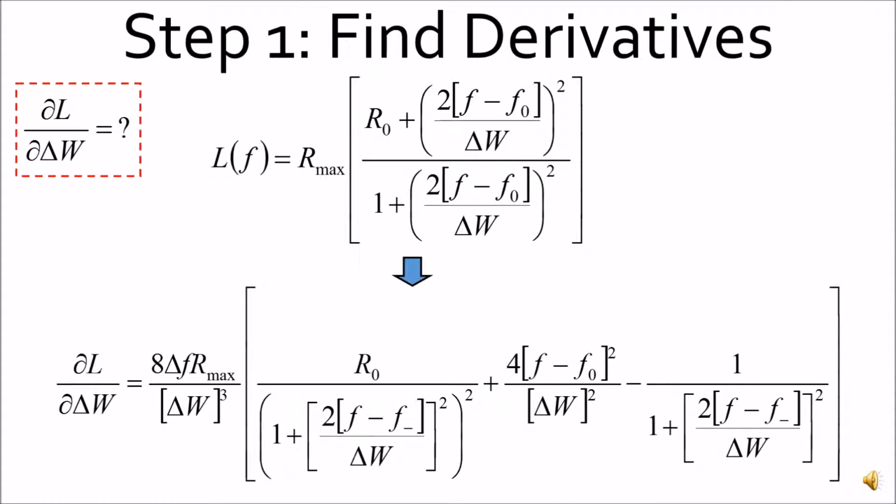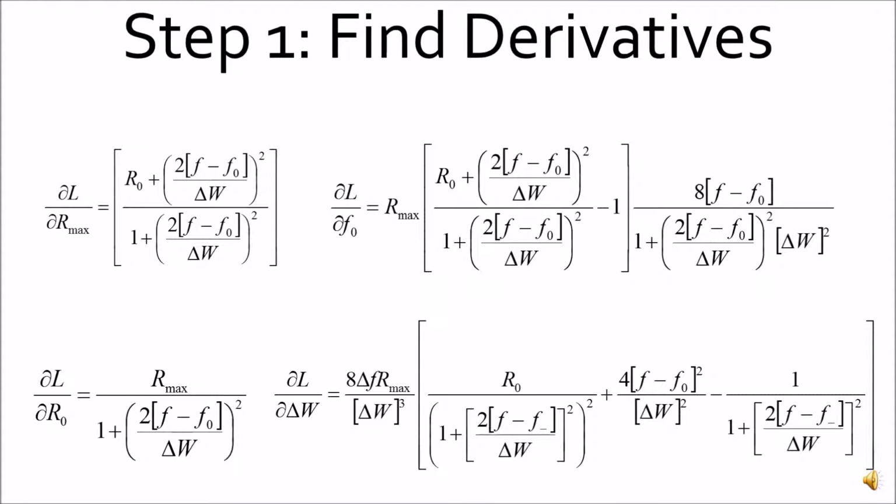Okay, so that's our 4 derivatives. And we have them all here. The derivative of L with respect to Rmax, F0, R0, and delta W. So that's all the terms we need, and we'll come back to using these later on when it comes to refining our parameters.